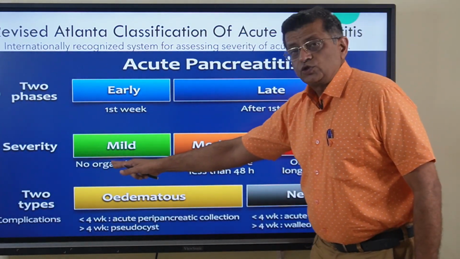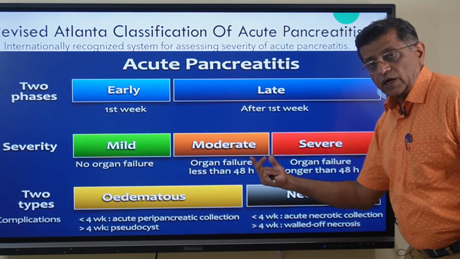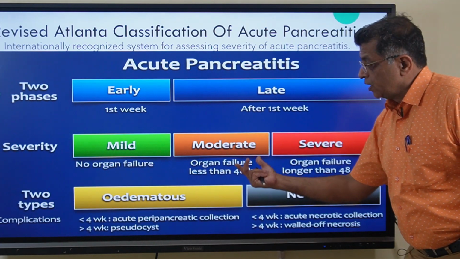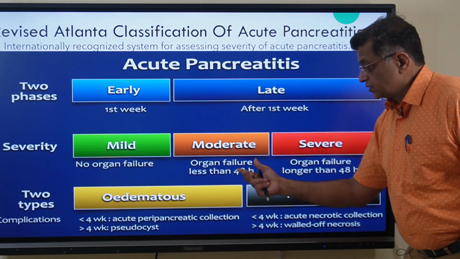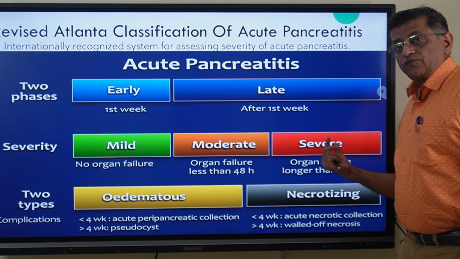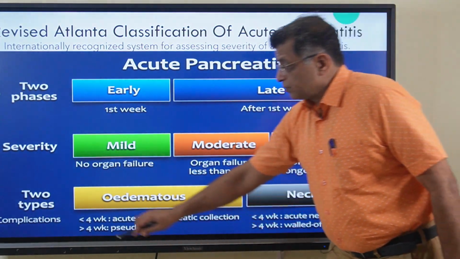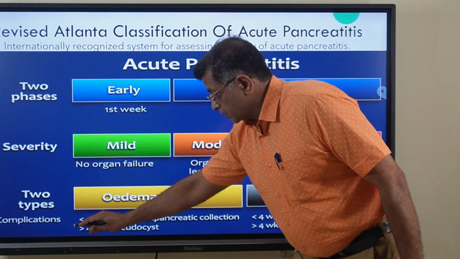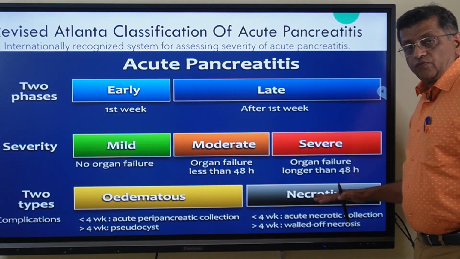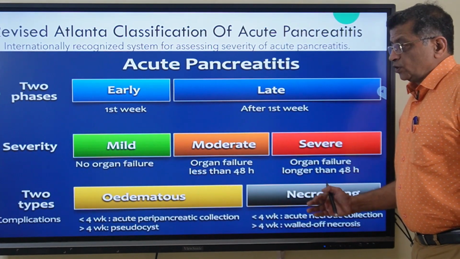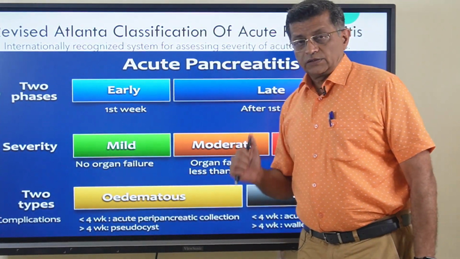In mild, there is no organ dysfunction. In moderate, there is organ failure. We'll come to what organ failure is and how it is classified. But if there is organ failure and it recovers within 48 hours, then that is moderate. And if the organ failure does not recover after 48 hours, then that is severe. There are basically two types of acute pancreatitis: edematous, in which there is no necrosis, and necrotic, when there is evidence of necrosis. So we will go into some detail of this revised Atlanta classification.